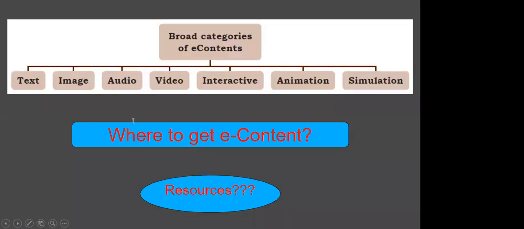Okay, but where could this e-content be? It could be in the form of text, image, audio, video. It could be in animation form. There are two newer things: one is interactive and another one is simulation. So the question is where I can get this e-content, or where I can get these software.